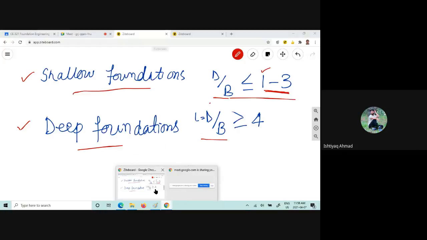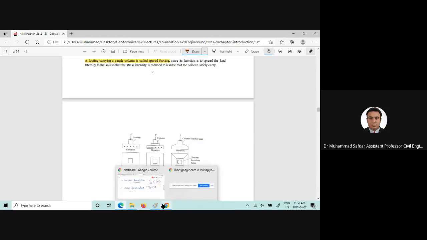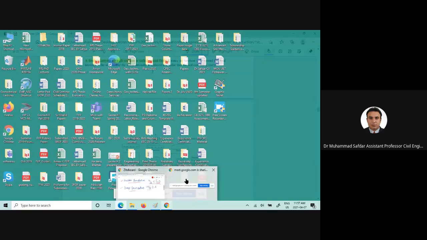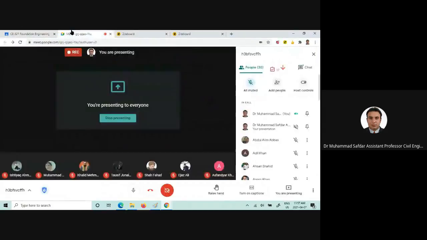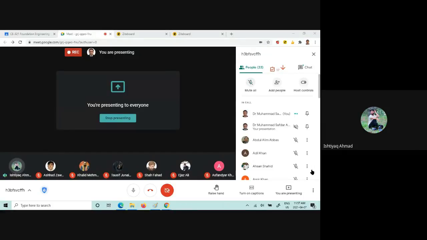Excellent point. What is the difference between a deep foundation and a column? Excellent point to discuss. Anyone who knows about the column and the deep foundation pile? What is the difference between a column and a deep foundation? Whose question is it? Mine, sir. Ishtiaq Ahmed.